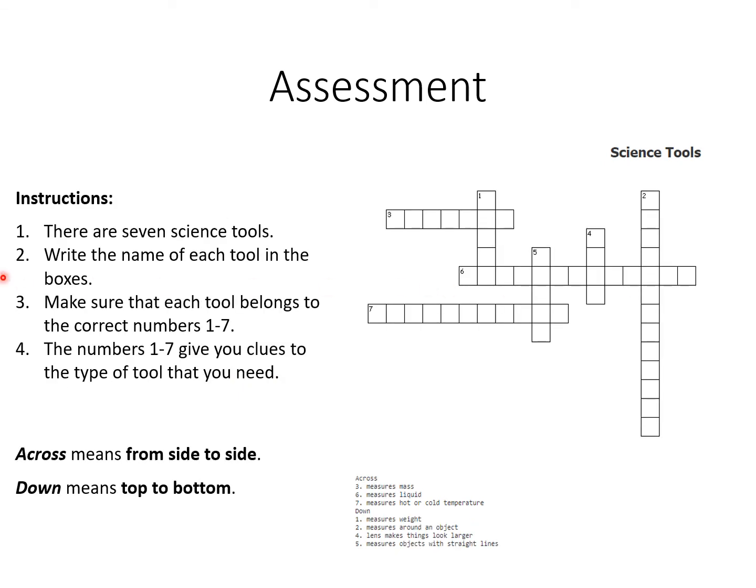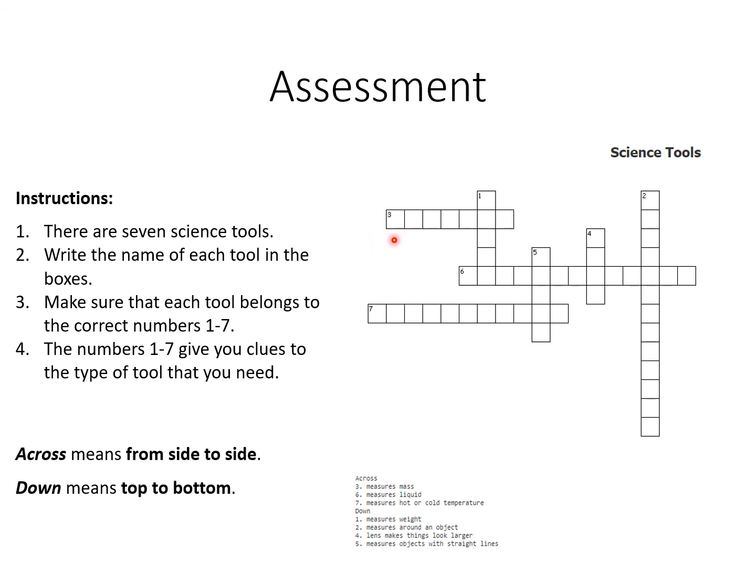Here are the instructions. There are 7 science tools, the ones we just discussed, and you're going to write the name of each tool in the boxes. These little boxes, you're going to write the name of the tools right here. Now you're going to make sure that each tool belongs to the correct numbers 1 through 7. So right here we have the numbers 1 through 7, and across, remember that across means from side to side. So across we have number 3.